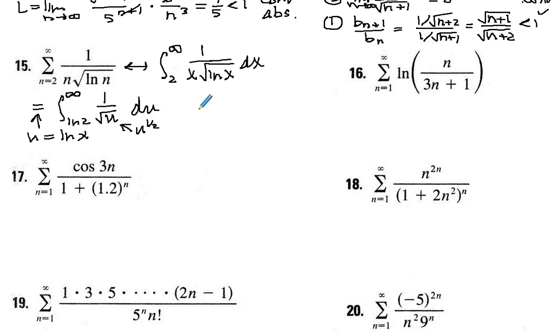So 1/2 is less than 1. This diverges. We don't need to find the value of it. We know it diverges by the p-test. Okay, so this guy diverges too.